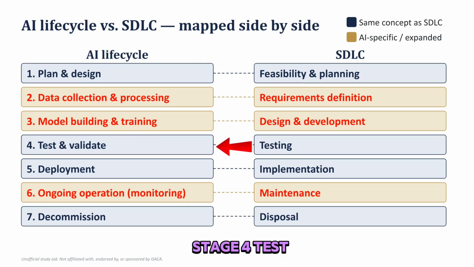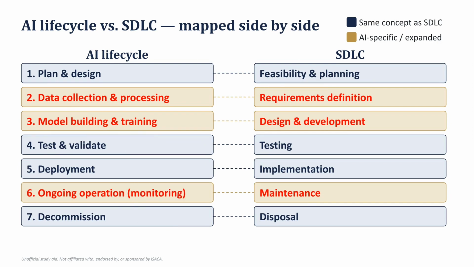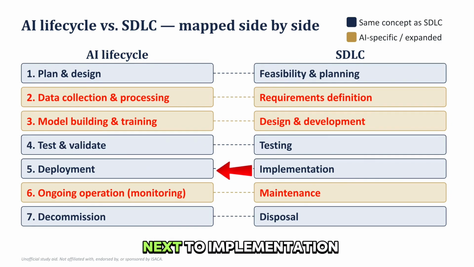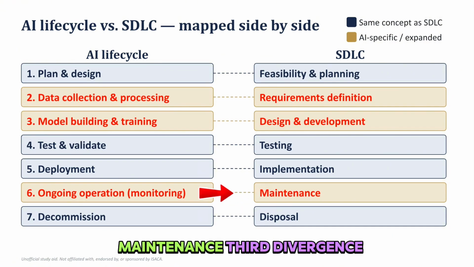Stage 4, test and validate, next to testing. Similar concept, you're checking the system works, such as accuracy, reliability, and fairness before it ships. Stage 5, deployment, next to implementation. Same idea, putting it into production, go live in a real-world environment. Stage 6, ongoing operation, next to maintenance.